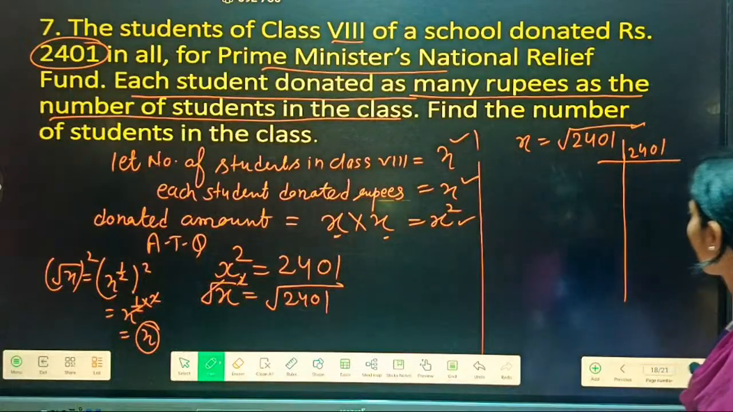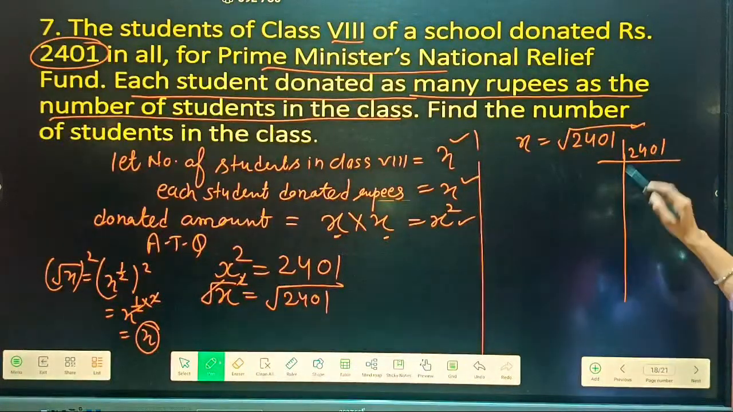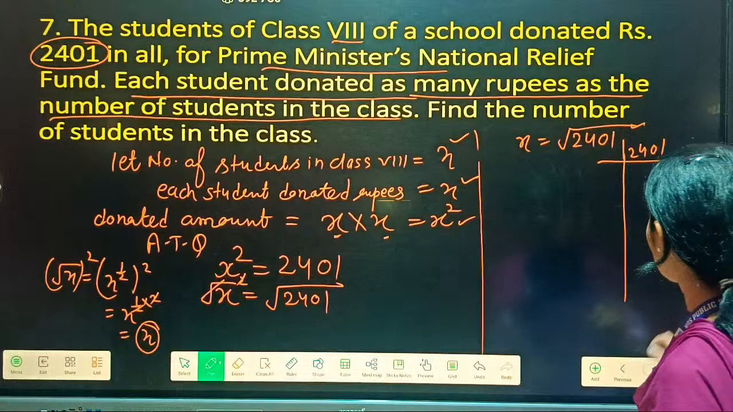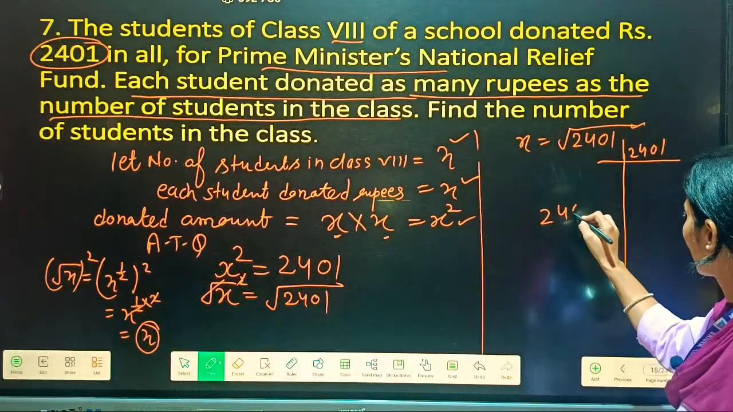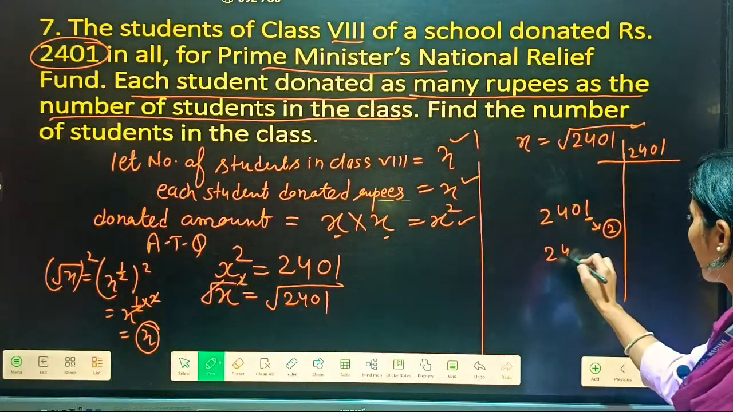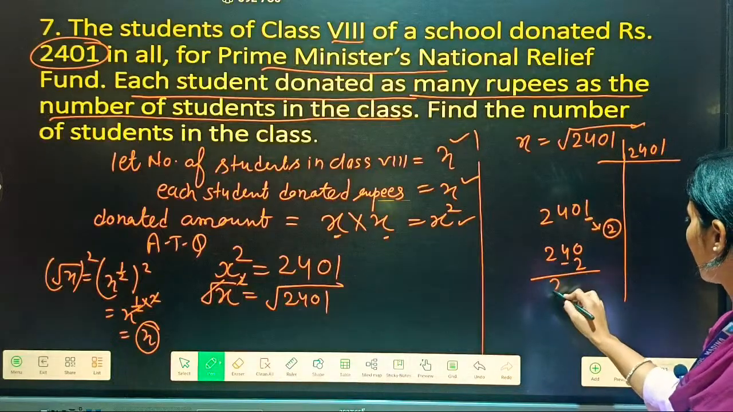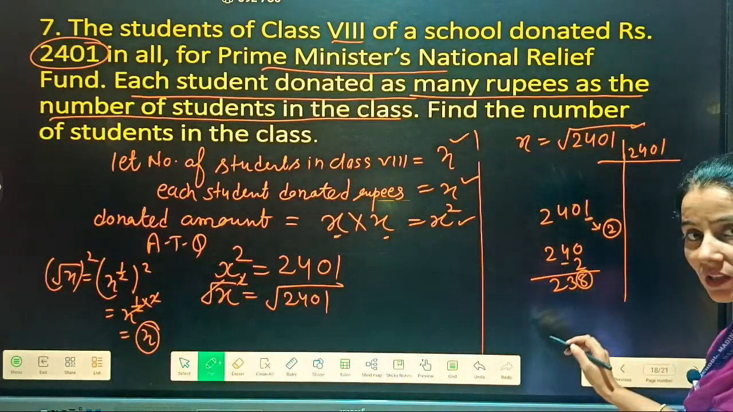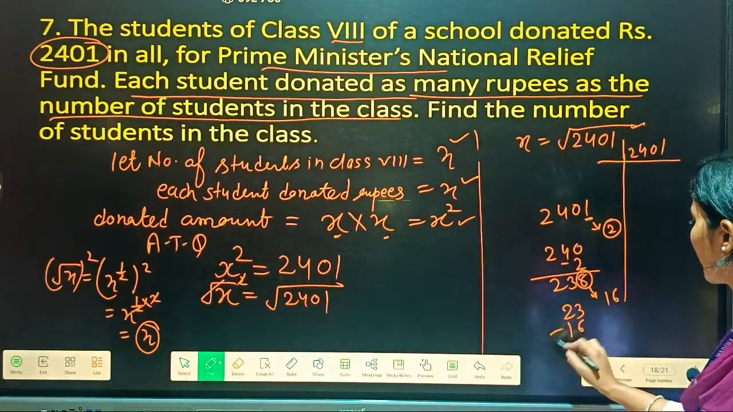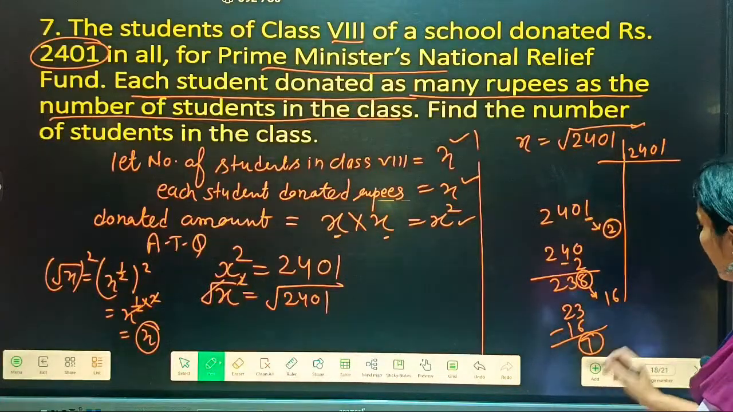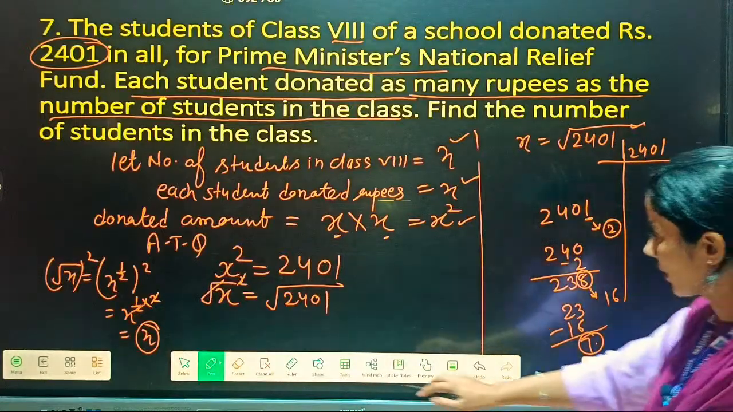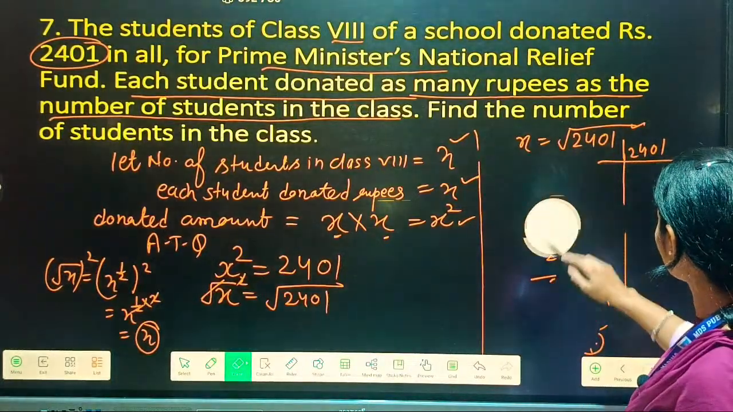Start dividing. The number's digit sum is 4 plus 2 is 6, 6 plus 1 is 7, so it is not divisible by 3. Check divisibility by 7. 2401: you will double the last digit, it is 2. Then 240 minus 2, answer is 238. Again double the last digit 8, double of 8 is 16, and subtract it from the remaining digits 23. Answer is 7. So 7 is divisible by 7. Now this number is divisible by 7, so start factorizing, divide with 7.